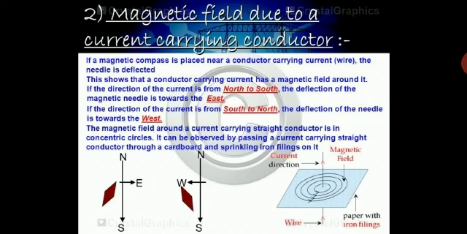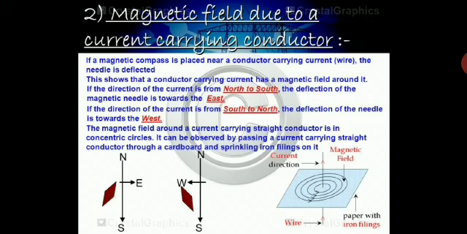And if the direction of the current is from south to north, the deflection of the needle is towards the west. So you can see the deflection of the needle towards the east and towards the west, and this is how the magnetic field is generated, and the deflection in the needle of the compass you can see.